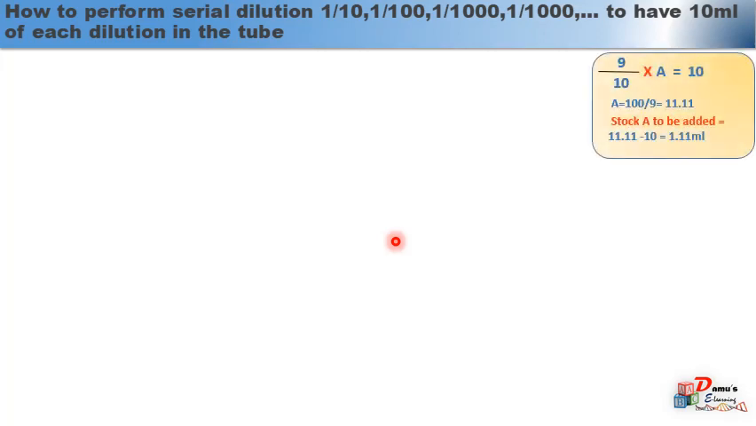Now to have 10 ml in each of the tubes after the serial dilution, we have to calculate it like 9 by 10 into the total volume will be equal to 10, which means we already know the 9 part of the total 10 will be contributed by the solvent and 1 part will be the stock that will be mixed to that particular solvent. And again after mixing we will take that 1 part to the next tube during this 1 is to 10, 1 is to 100 dilution.